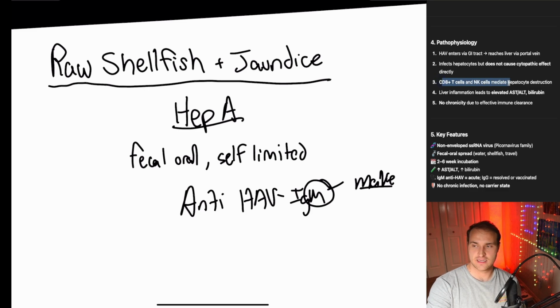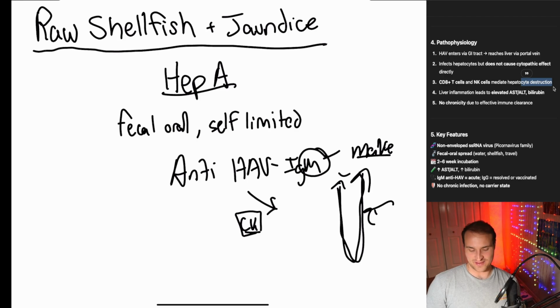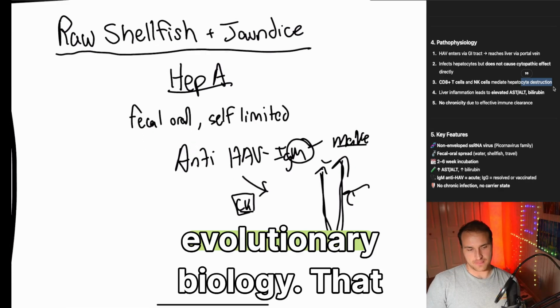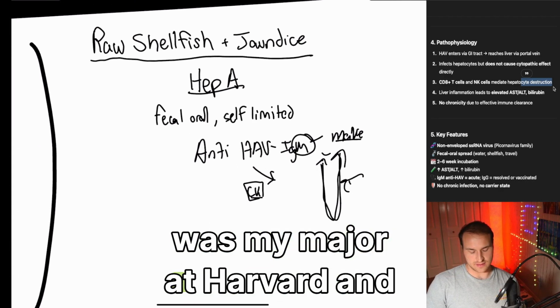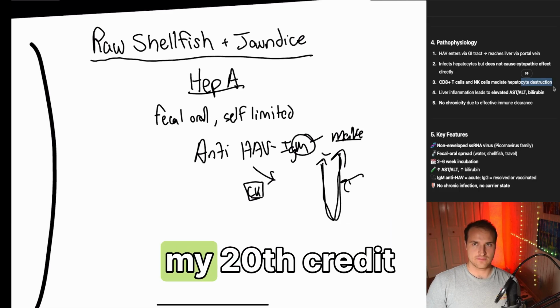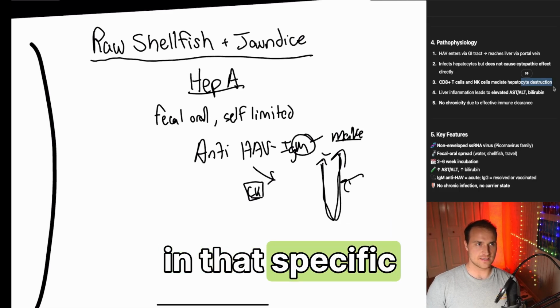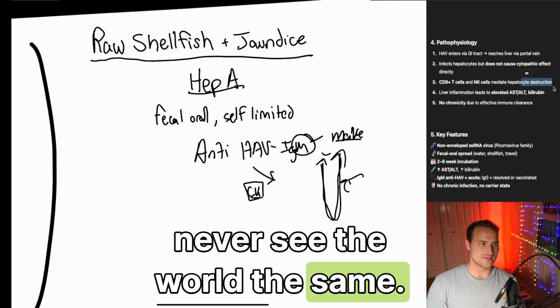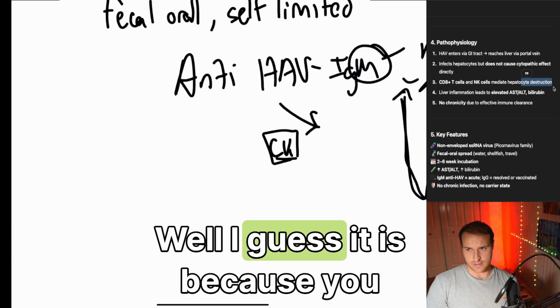The CD8 T cells and natural killers start to kill you. The body is just stupid. Intelligent design. That's just kind of a funny concept for anybody who knows evolutionary biology. That was my major at Harvard. And honestly, after taking my 20th credit in that specific discipline, I feel like I could never see the world the same. Okay, well, that's neither here nor there. Well, I guess it is.